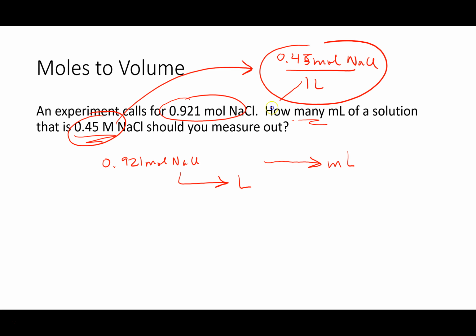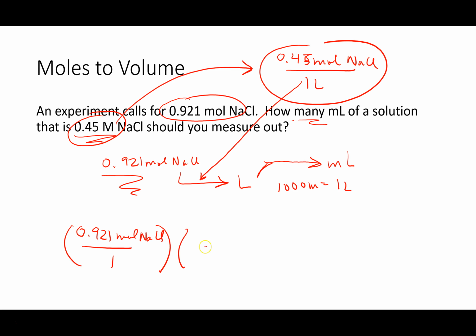So I'm going to use that to get from moles to liters. And then how am I going to get from liters to milliliters? Yep. 1,000 milliliters is equal to 1 liter. So my first term is going to be the 0.921 moles NaCl over 1.